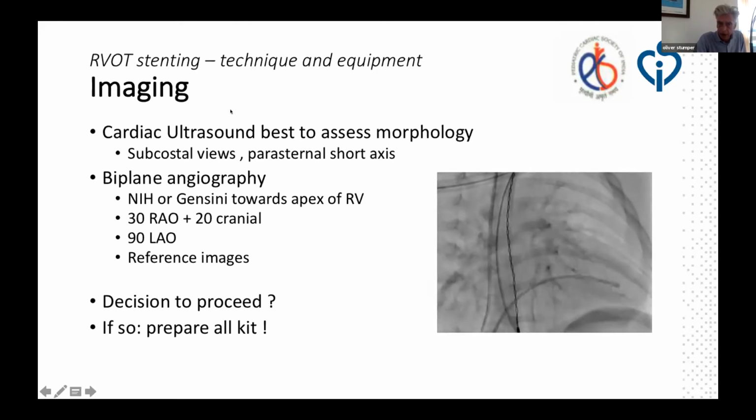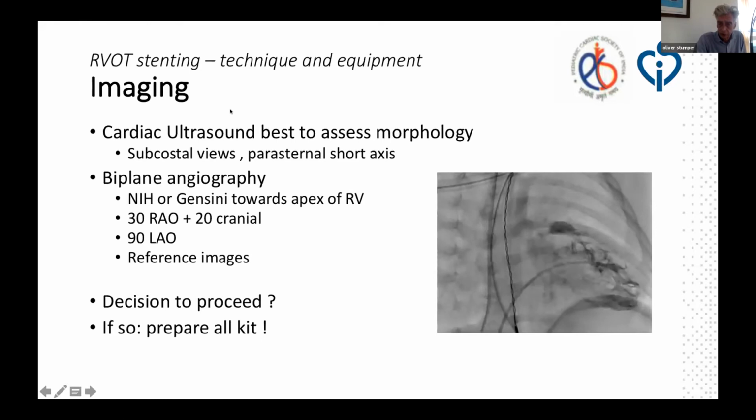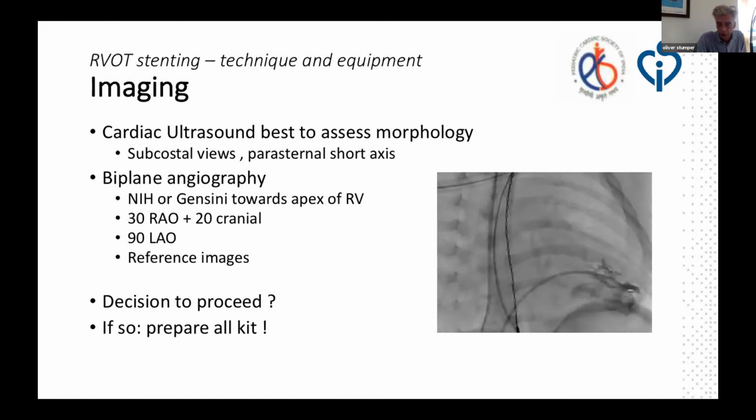We use cardiac ultrasound to assess the intracardiac anatomy, subcostal views, parasternal short axis views. And I think cardiac ultrasound is really the best technique to look at the infundibular pulmonary valve, branch pulmonary arteries. Unless cases with MAPCAs, so pulmonary atresia, VSD, MAPCAs, or extreme Fallot with MAPCAs, we would not do a CT.